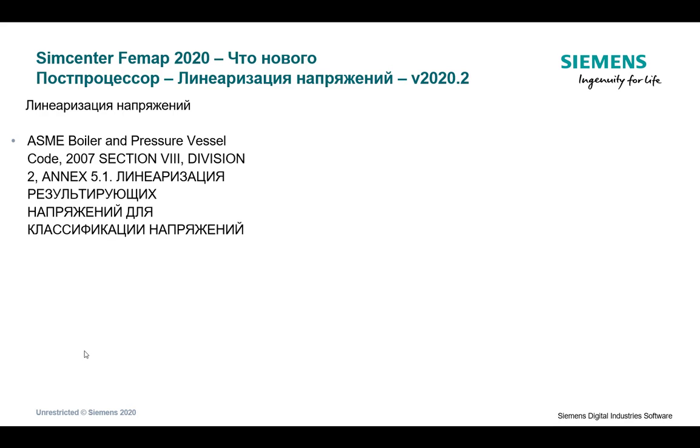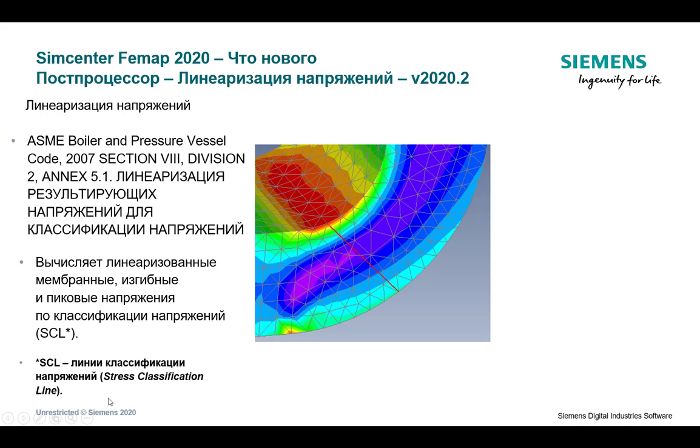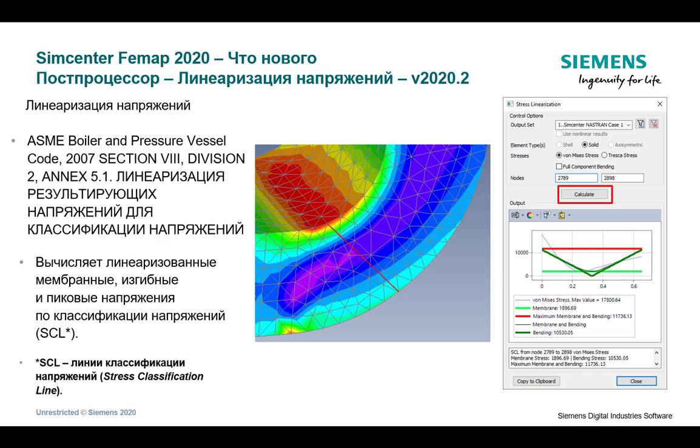Stress linearization is a concept based on the American Society of Mechanical Engineers' Boiler and Pressure Vessel Code, 2007 section, etc. And what it does is it calculates a linearized membrane, linearized bending, and peak stresses along a stress classification line. So we had an API add-on tool which you could install in Femap and then could be launched within Femap itself. But now the tool has been added natively to Femap.